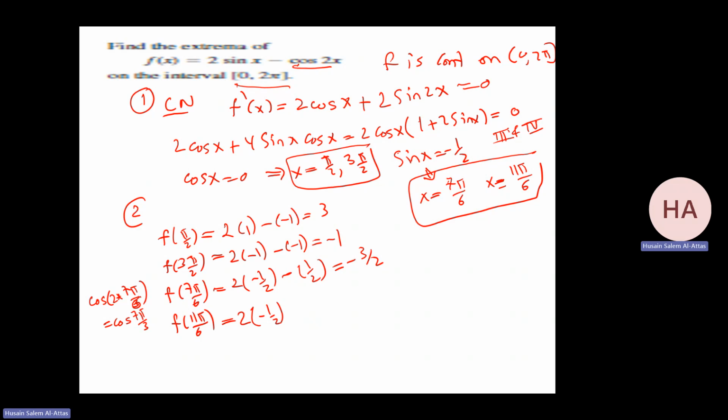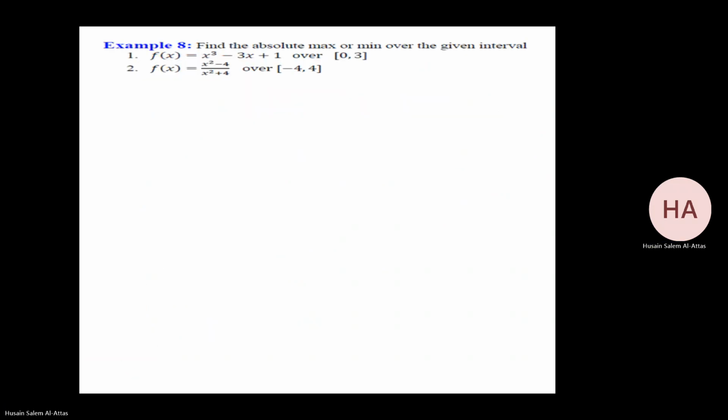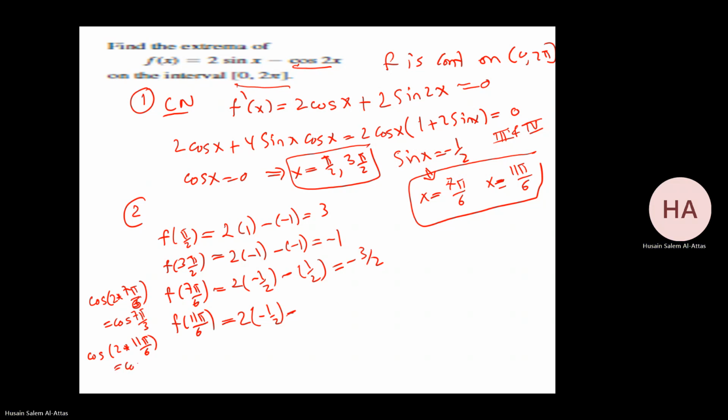Now, 11 pi over 6, which quadrant? Fourth quadrant, that will be negative. Minus cosine 2 times 11 pi over 6, which is cosine 11 pi over 3. Where is 11 pi over 3? 12 pi over 3 is 4 pi, so this will be the fourth quadrant. So sine will be positive, so it will be half. The same thing, that's the minus 3 over 2.